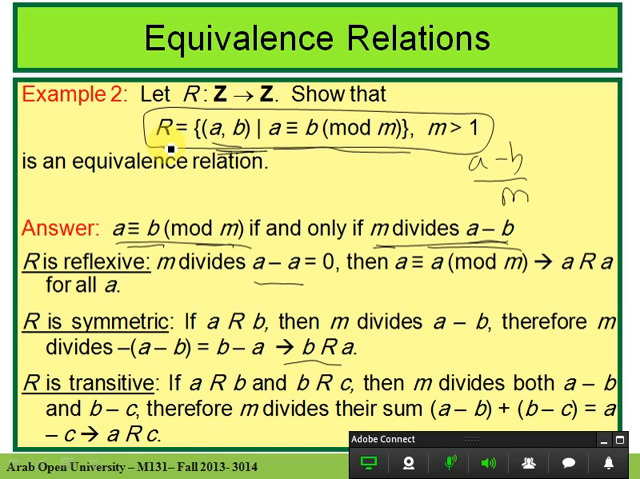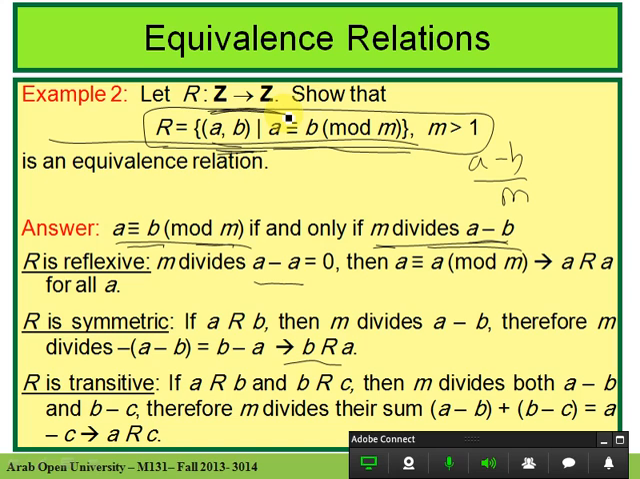In this example, the question is: a comma b such that a is congruent to b in the mod of m, where m is greater than 1, on a set of integers. Z means integers, all integers. Now you have to prove reflexive, symmetric and transitive. If these are true, then you say that this relation R is equivalence.